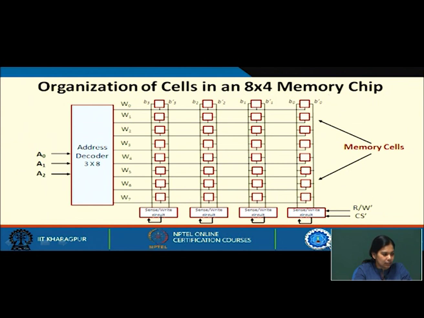So, in this organization we can see that an 8 cross 4 memory chip is there. The address is decoded using a 3 cross 8 decoder, and then each of the memory cells is connected to 2 bit lines, one of which is the complement of the other. These are connected to the sense/write circuitry, and through the sense/write circuitry it is connected to the data lines. We also have to supply signals specifying whether we want to read data or write data. So, this is how the 8 cross 4 memory chip is organized.